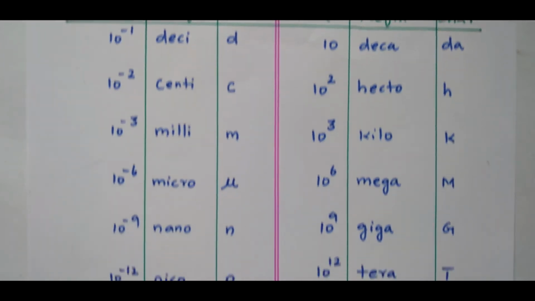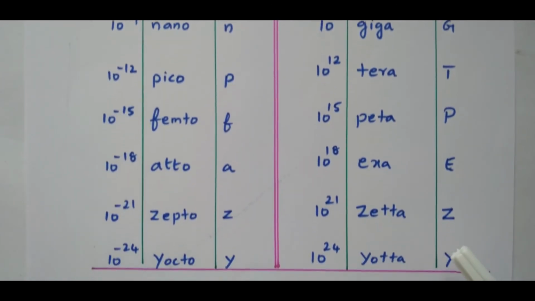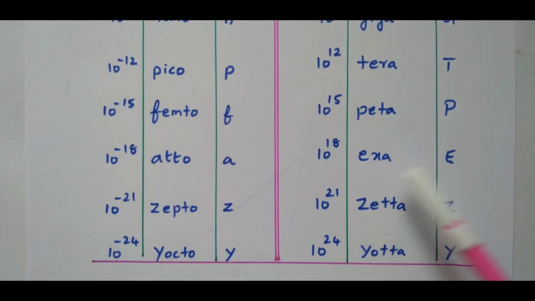10 to the power 9 is giga, G. 10 to the power 12 is tera, T. 10 to the power 15 is peta, P. 10 to the power 18 is exa, E. 10 to the power 21 is zetta, Z. 10 to the power 24 is yotta, Y. So here are the multiples available from 10 to the power 1 to 10 to the power 24.